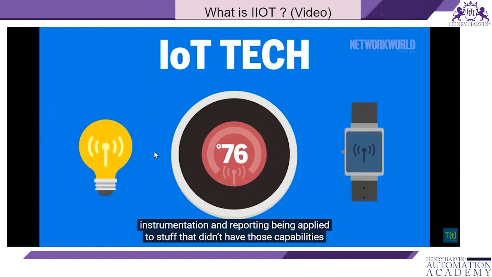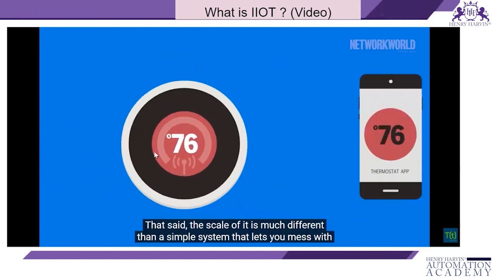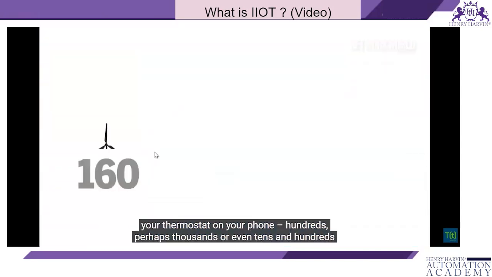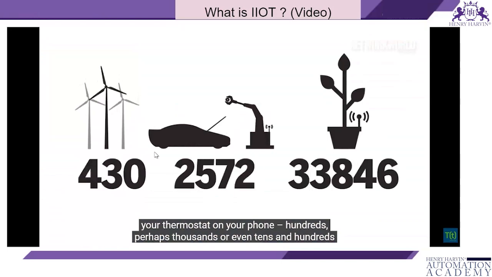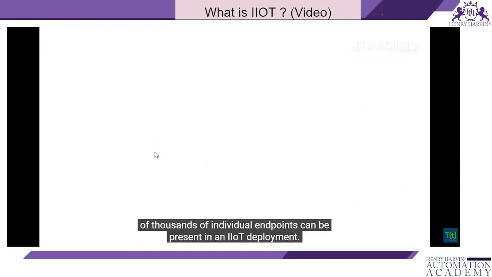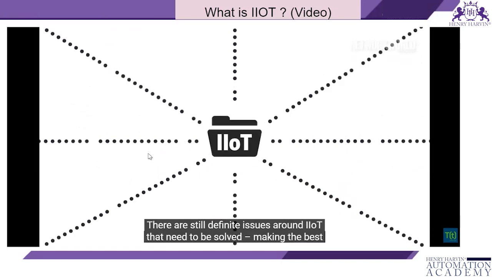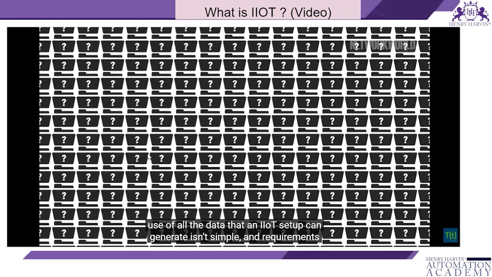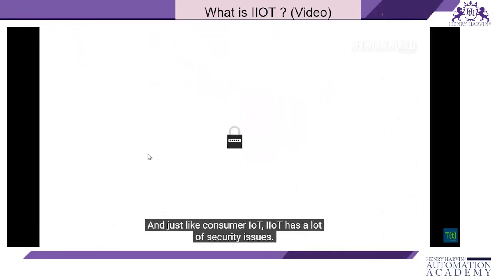Automated instrumentation and reporting being applied to stuff that didn't have those capabilities before. That said, the scale of it is much different than a simple system that lets you mess with your thermostat on your phone. Hundreds, perhaps thousands, or even tens and hundreds of thousands of individual endpoints can be present in an IIoT deployment. There are still definite issues around IIoT that need to be solved. Making the best use of all the data that an IIoT setup can generate isn't simple, and requirements for device service life and reliability are frequently stiff. And just like consumer IoT.